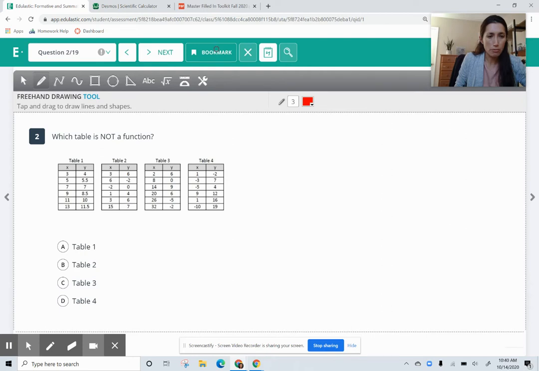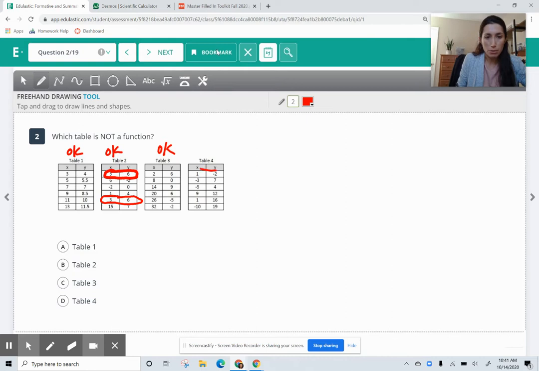Looking at table 1, the inputs are 3, 5, 7, 9, 11, 13. Those are all different inputs, so we're good there. On the next table, we do have the input 3 becoming 6, and we also have the input 3 again, but it's giving the same output. So that's okay. This one's fine as well as a function. If we look at the next one, we have 2, 8, 14, 20, 26, 32. None of the x values repeat, so we don't even really need to check. This is also okay.